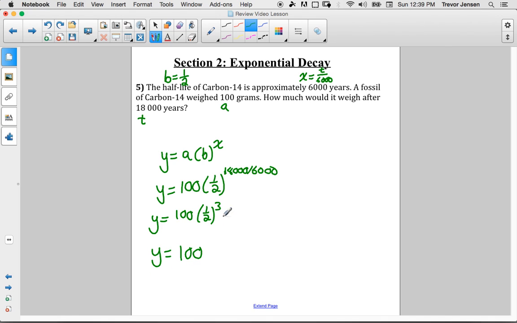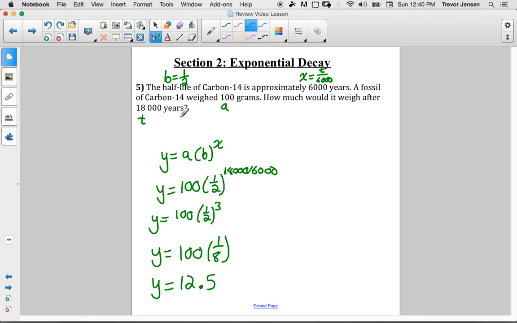I could simplify this. A half to the exponent of 3, well, that power of 3 applies to the numerator and the denominator. So 1 to the power of 3 is 1. 2 to the power of 3 is 8. So I'm really just dividing 100 by 8, or multiplying it by 1 over 8. So if I do that, I get 12.5.